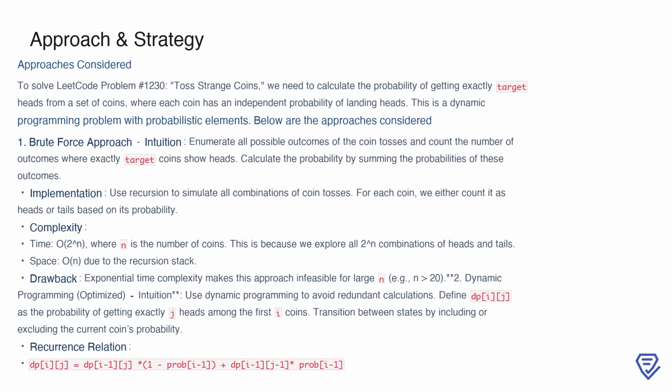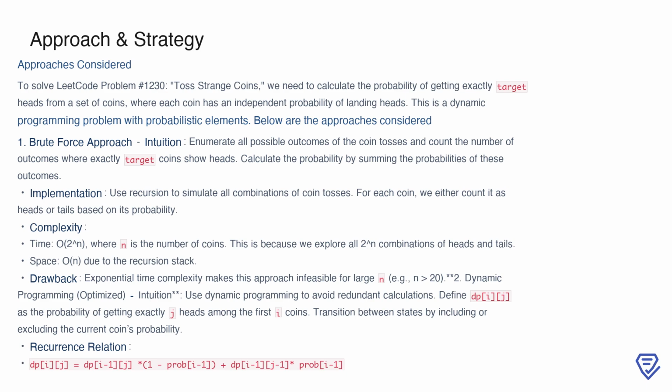To solve the problem of calculating the probability of getting exactly a target number of heads when tossing coins with varying probabilities, we considered multiple approaches. The first approach is the brute force method, where we enumerate all possible outcomes of the coin tosses. This involves simulating every combination of heads and tails and summing up the probabilities of the outcomes that match the target number of heads. While intuitive, this method is computationally expensive, requiring 2 to the power of n time due to the exponential growth of combinations as the number of coins increases. This makes it impractical for larger inputs.